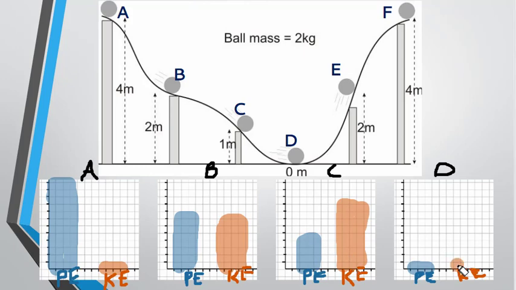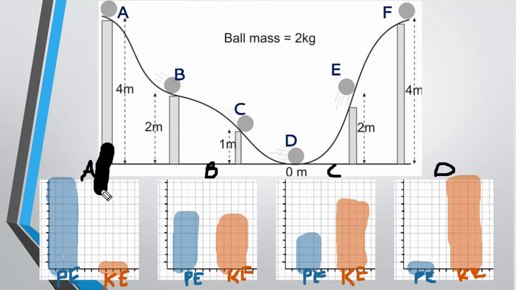At point C, we now have more kinetic energy than potential. And at point D, we have all kinetic energy. We have all energy of movement because we had no potential energy. Notice that in each graph, all the bars add up to the same.